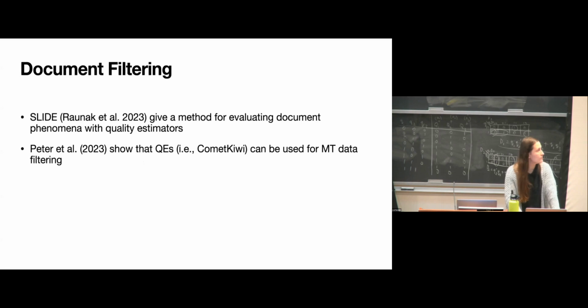There are two recent works that we're going to combine to achieve this. The first one is a technique for evaluating document phenomena, specifically at inference time. And the second one is looking at quality estimators: given an input and a translation, with no reference involved, can you give me a quality score on that? This shows that this kind of technique can be used for MT data filtering.